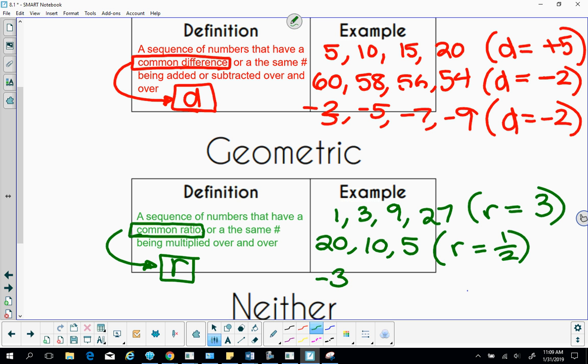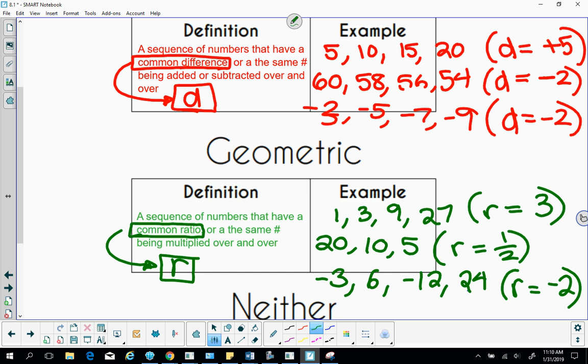What about -3, 6, -12, 24? You're multiplying by negative 2. Because -2 times -3 is 6, and then 6 times -2 is -12. So see how the signs are flipping? That's because we're multiplying by a negative.